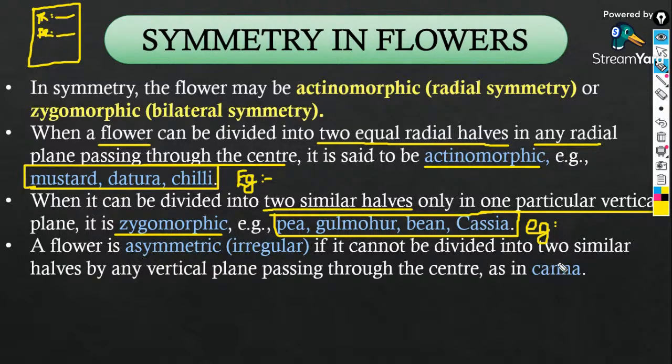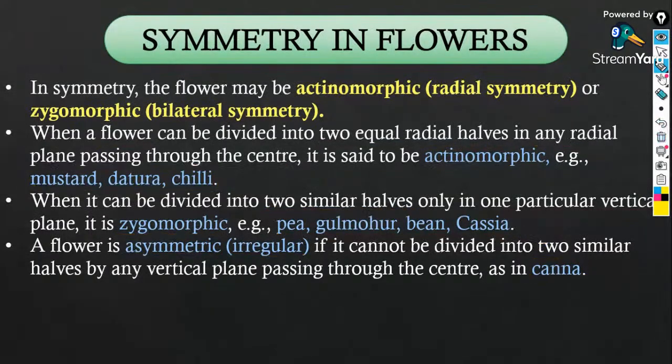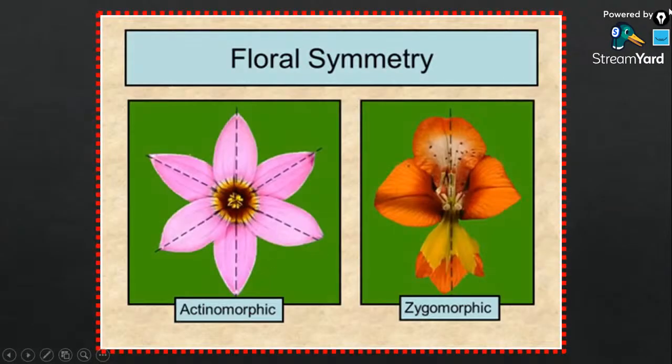And certain flowers like canna, I think I have shared, right? I have clearly shared the image of canna in the Telegram group. So a flower is said to be asymmetric or irregular. Just bring that flower to your mind. It is an irregular flower. It cannot be divided into two equal halves. Such a flower you will call an asymmetric flower. Look.